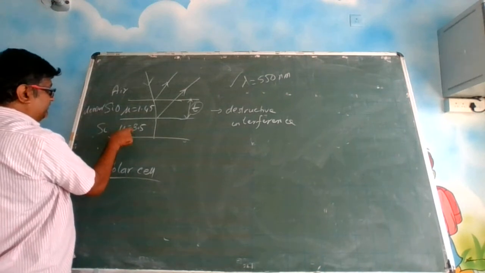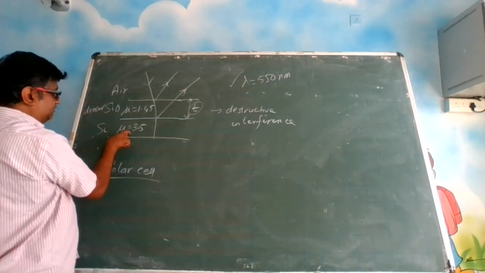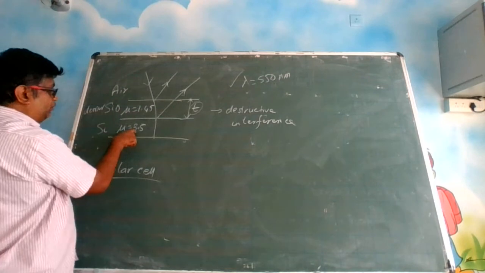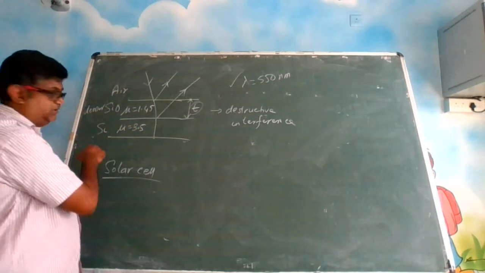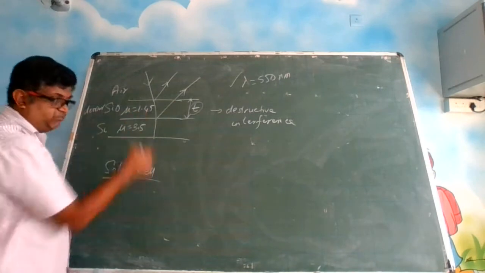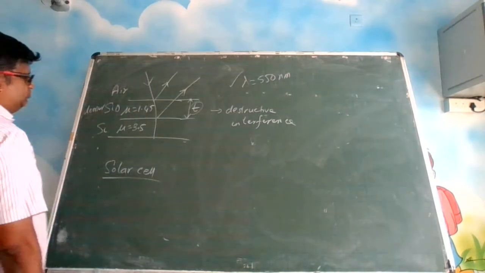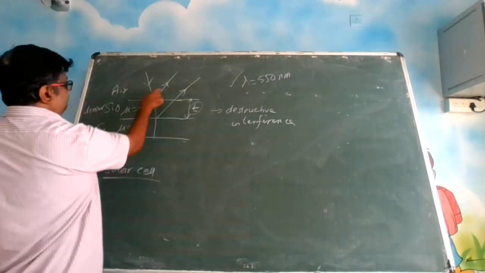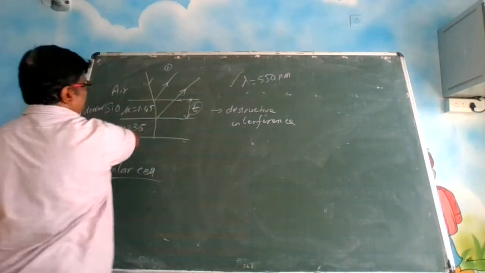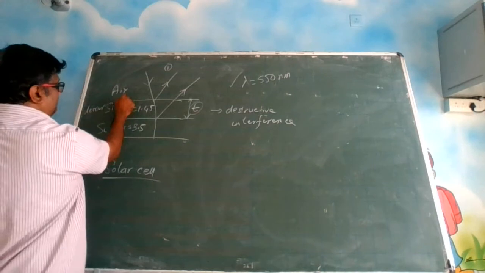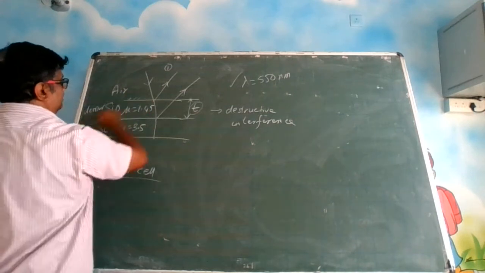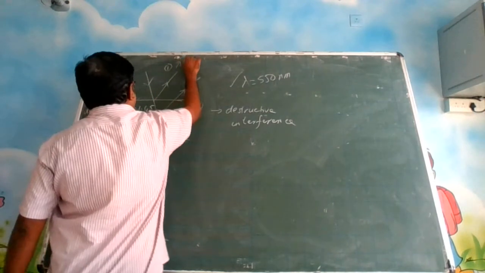Compared with air, silicon oxide is denser. Compared with this medium, see here what is happening, the mu value is increasing. So it is even more denser. From denser it is going into an even more denser medium. So this first ray, rarer to denser, is hitting a denser boundary. So pi shift.